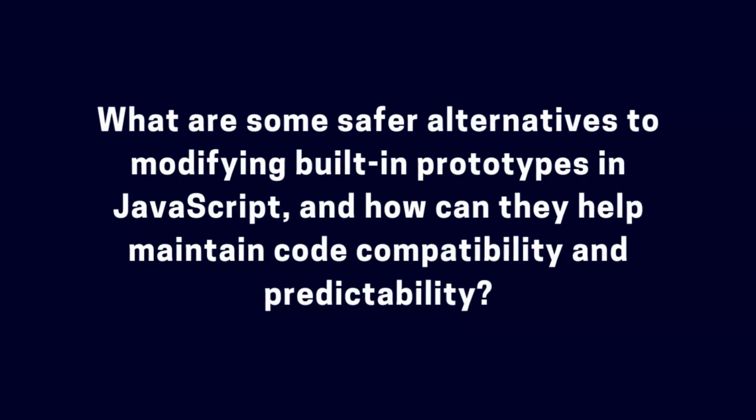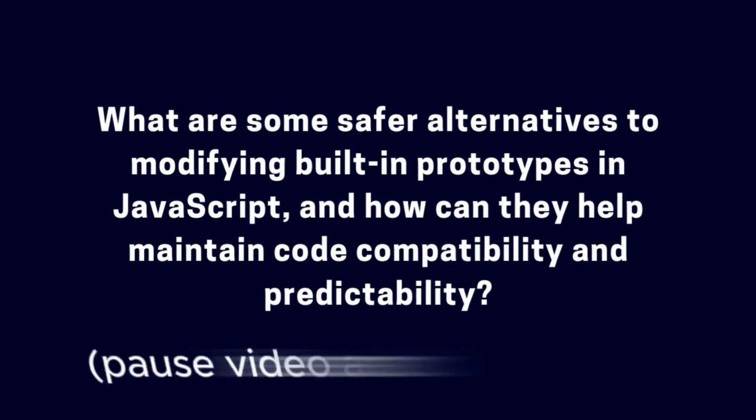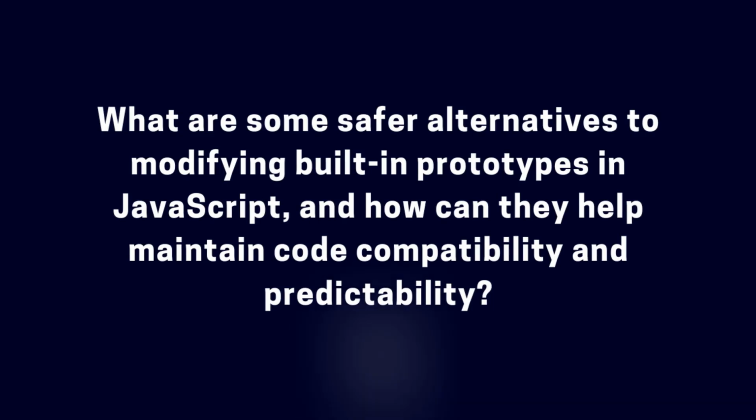What are some safer alternatives to modifying built-in prototypes in JavaScript, and how can they help maintain code compatibility and predictability? Some safer alternatives to modifying built-in prototypes in JavaScript include using utility functions, where you create standalone functions to add new functionality without affecting built-in prototypes. This avoids potential conflicts and keeps your code isolated and maintainable.